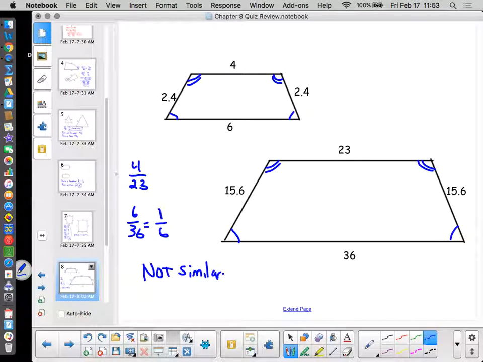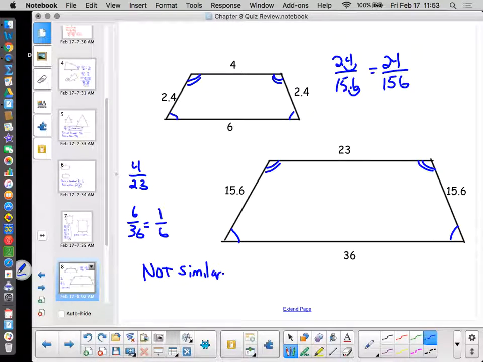Now, what if I did have to do the decimal sides? Let me just kind of refresh how that gets done. What we do is we take the 2.4 over 15.6, and we move the decimal place 1 for both of them to get rid of the decimals. So I get 24 over 156.